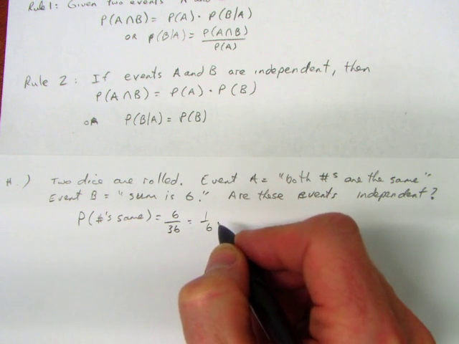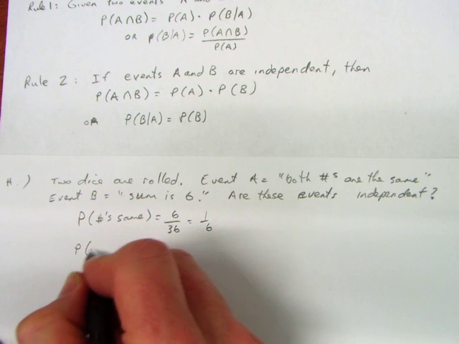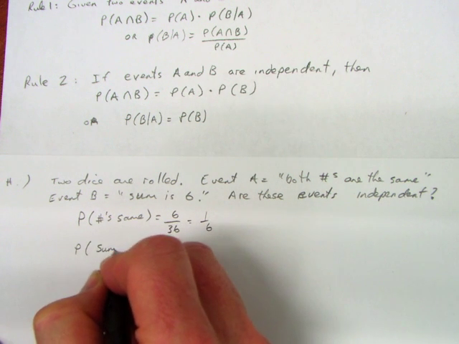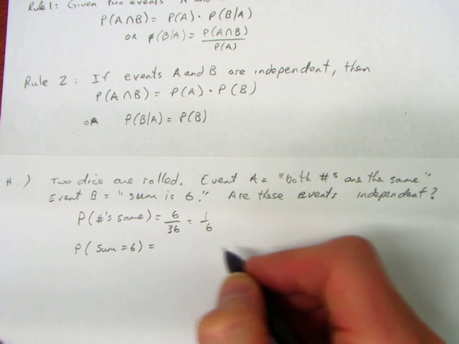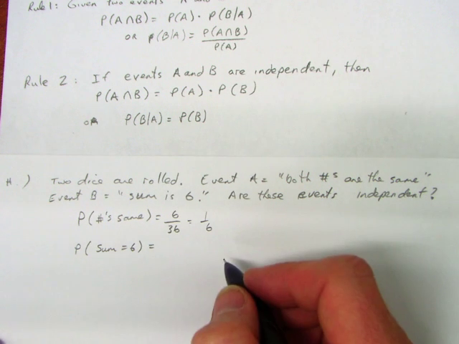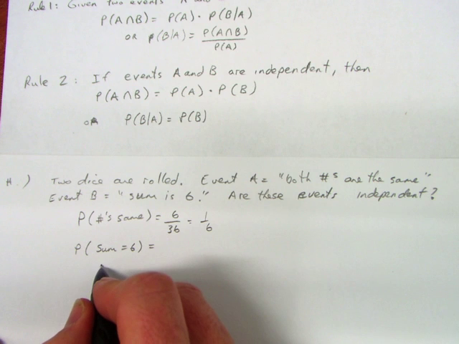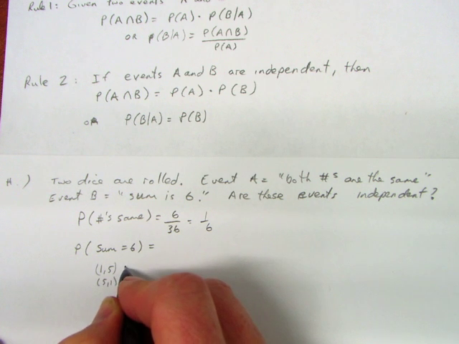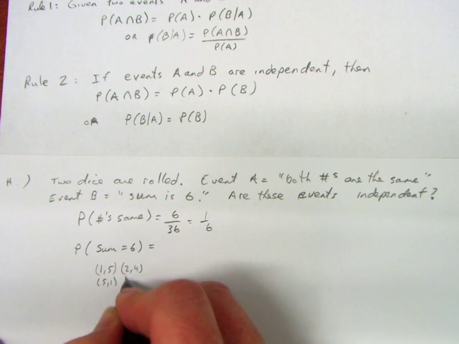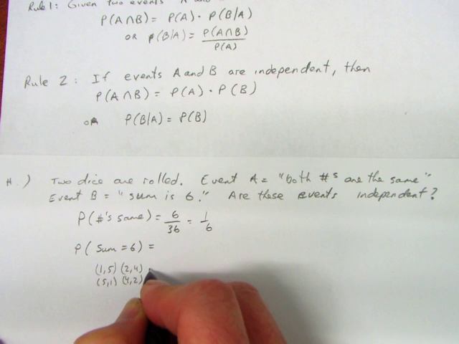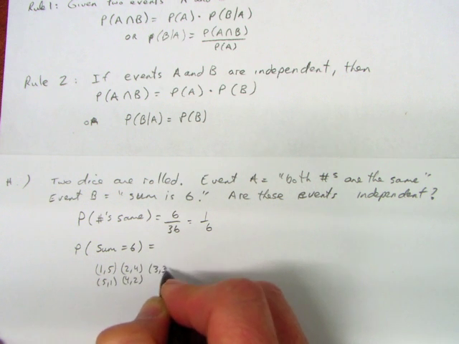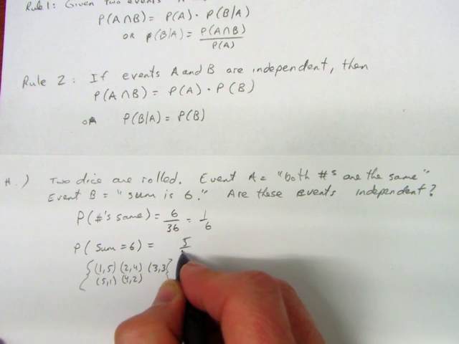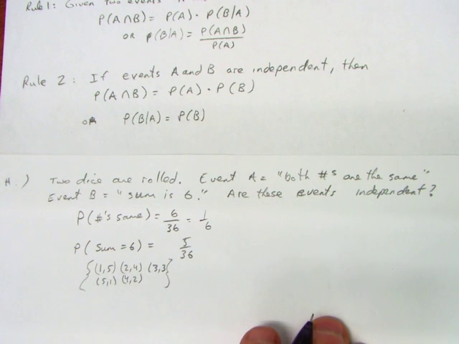That is 1/6. Now the probability that the sum equals 6. Well, we're going to need to list out and figure out how many there are here. How can I get that? I can get 1,5, or I can get 5,1. I can have 2,4, or 4,2, and I can also have 3,3. So there are a total of 5 ways to do that, so it's 5 out of 36.